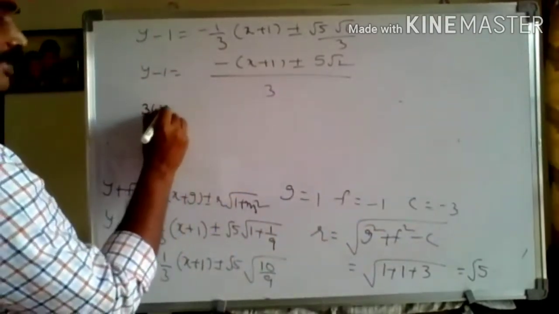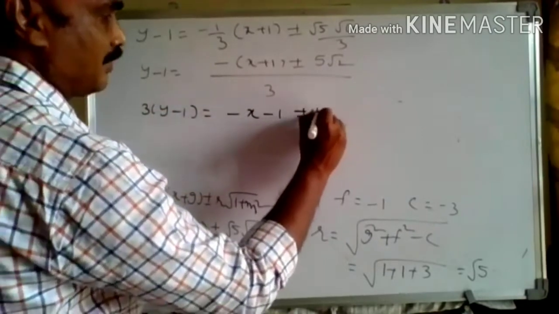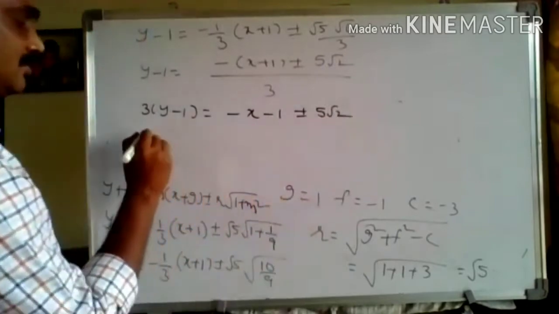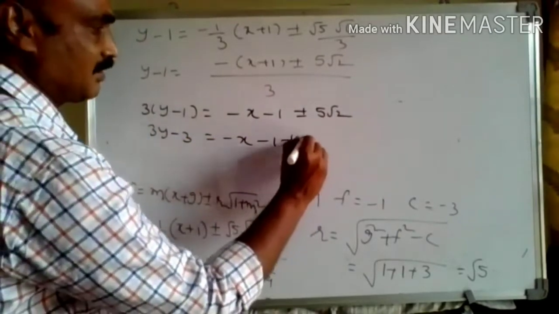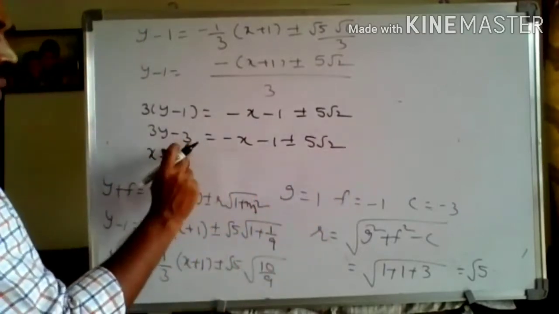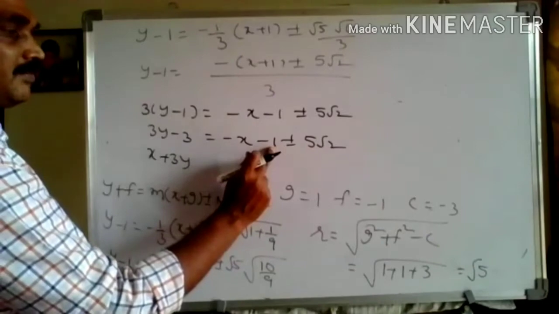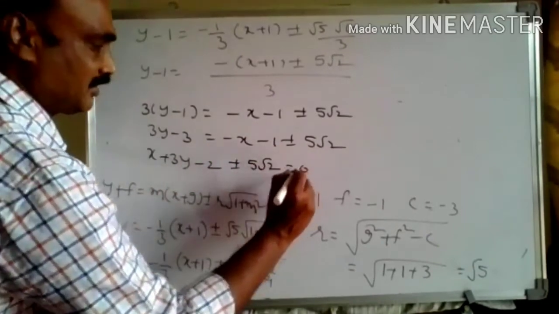So 3(y − 1) = −x − 1 ± 5√2. So 3y − 3 = −x − 1 ± 5√2. So x + 3y − 3 + 1 = ... the final equation is x + 3y − 2 ± 5√2 = 0.